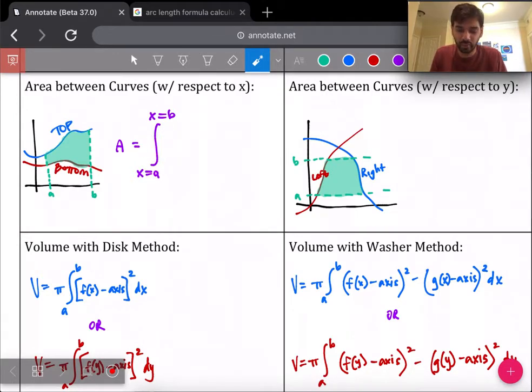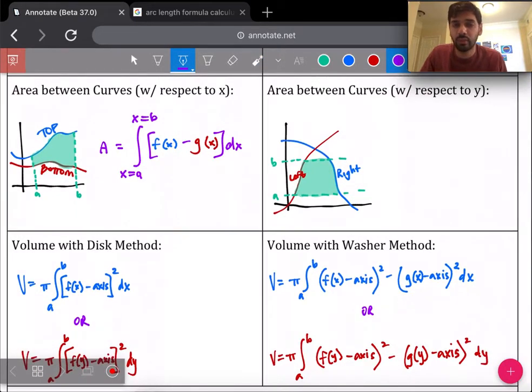Your bounds, your functions, so let's say the top was f of x and the bottom was g of x. It will be f of x minus g of x dx at the end. So notice how everywhere in this integral you see x's. F of x, g of x, dx, x equals a, x equals b in your bounds. All in terms of x. This is a top minus bottom.